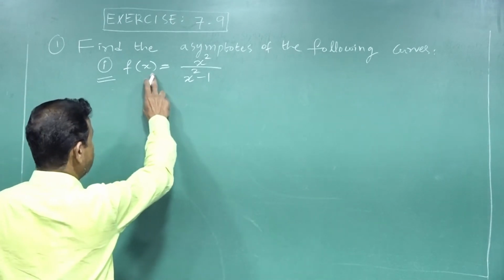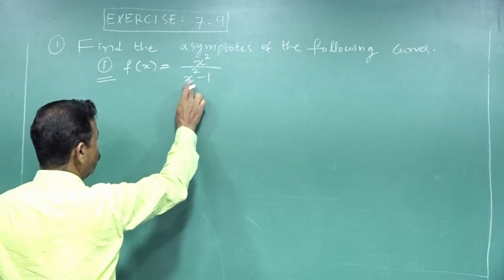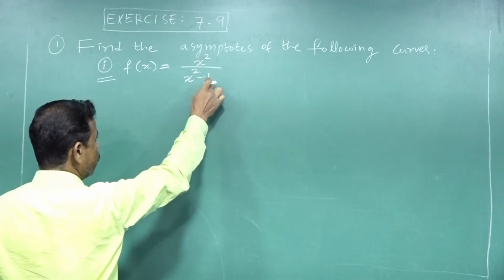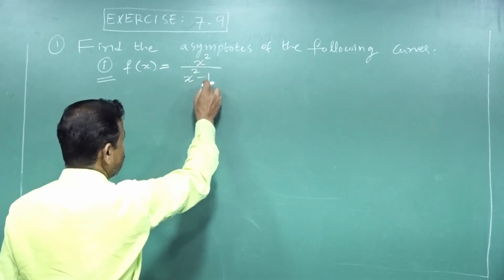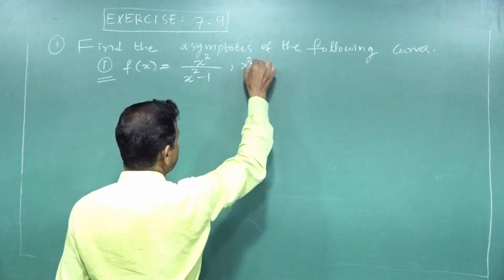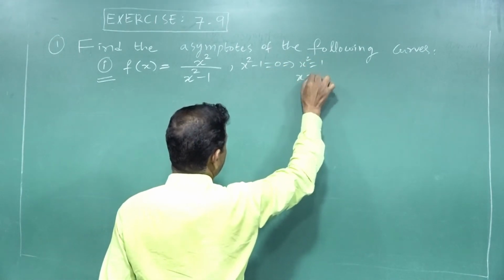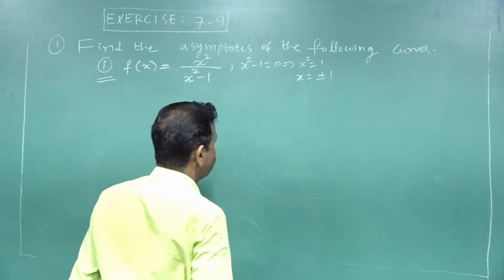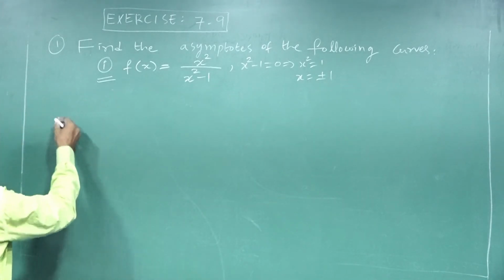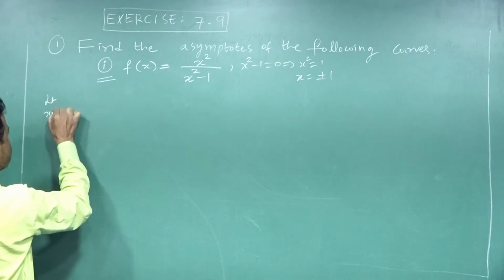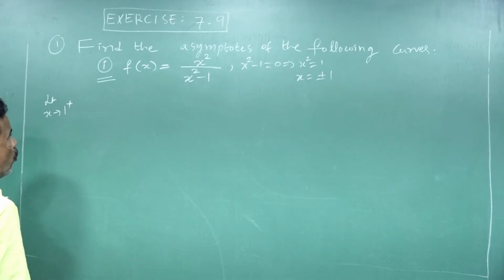So f of x goes to infinity where? What is the x value? Suppose x square minus 1 value is 0, so this is going to infinity. Suppose taken 0, x square is equal to 1, x is equal to plus or minus 1. Okay, there are asymptotes. So we check the limit as x tends to 1 plus, 1 positive, the value just above 1.